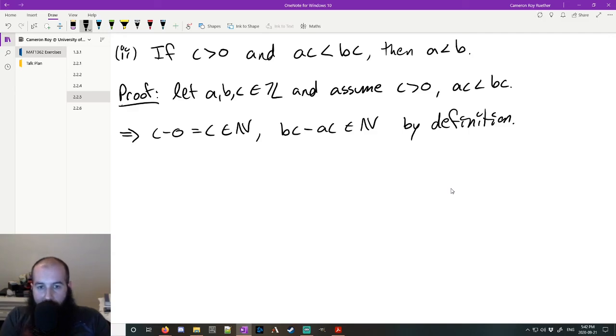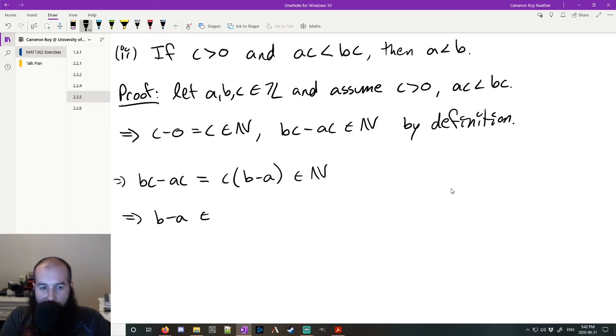Now, since BC minus AC is natural, BC minus AC is equal to C times (B minus A). This is factoring out the C and then doing some commuting, but you get to this. Now we just had a proposition which said that if a product is natural, and you know that one piece is natural, and we know that C is natural, then we can conclude that B minus A is natural.